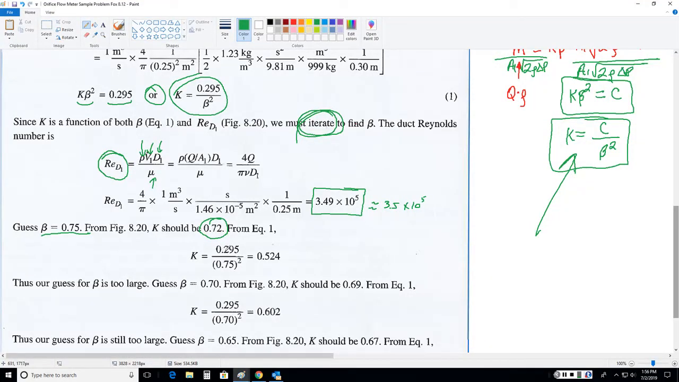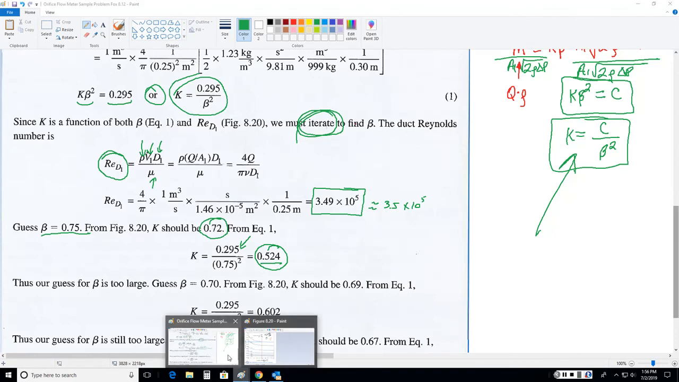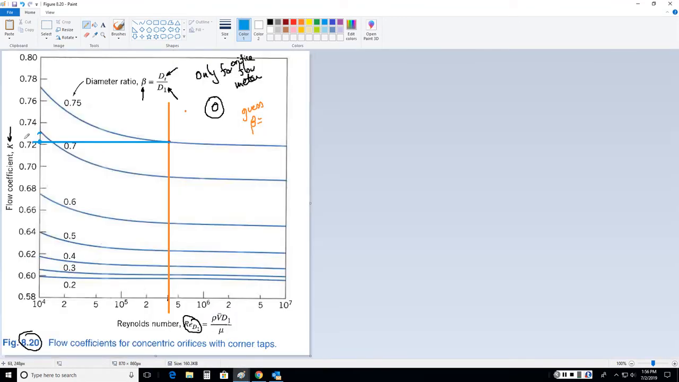So they have the very top number is 0.295. That was their constant. Our constant is going to be different. They divide by beta squared, and then they say, what's the k based on this? Well, our k is 0.524, but wait a minute. Our k is not that. Our k on this is 0.72, so no, we're way off.